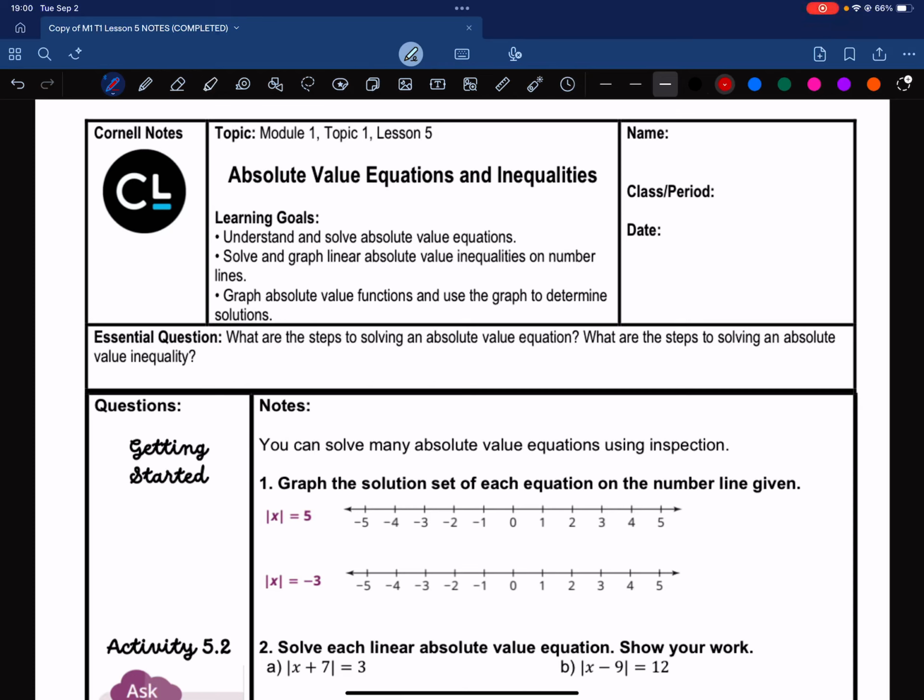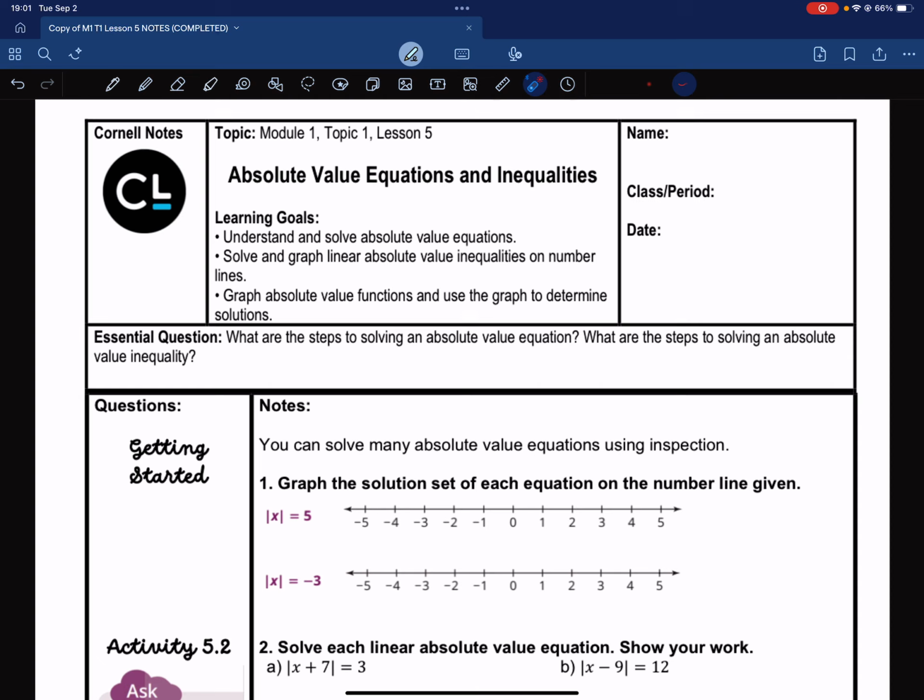In this video, we are going to talk about Module 1, Topic 1, Lesson 5, and it's going to cover absolute value equations and inequalities. So make sure you write your name and class period and the date on this paper.